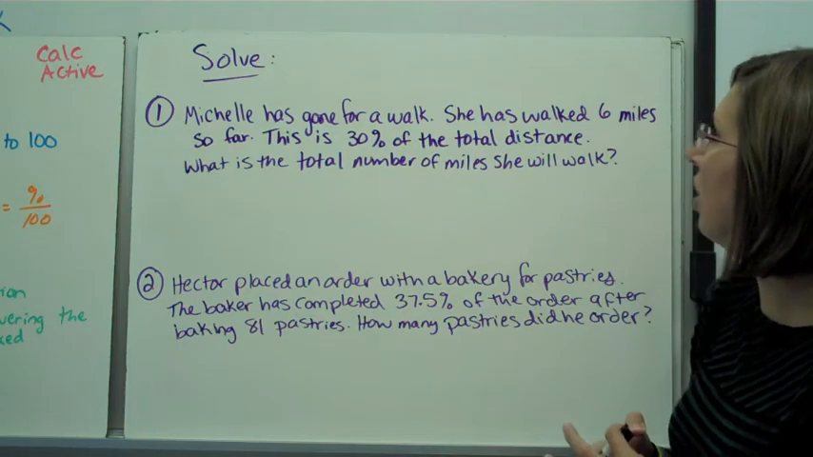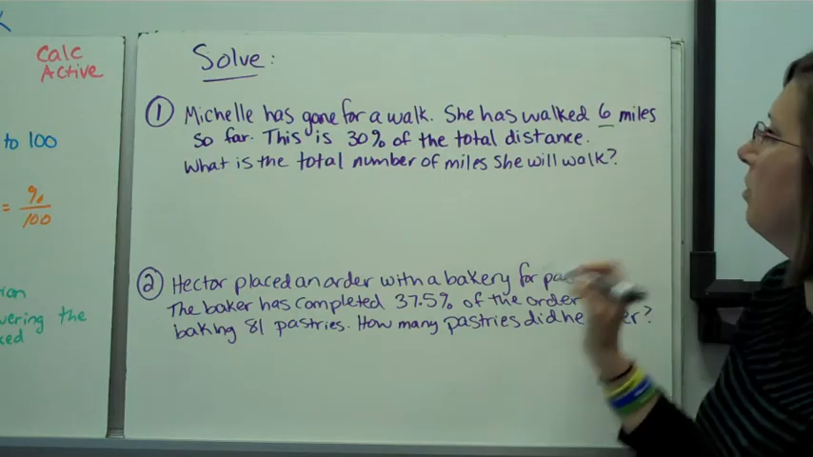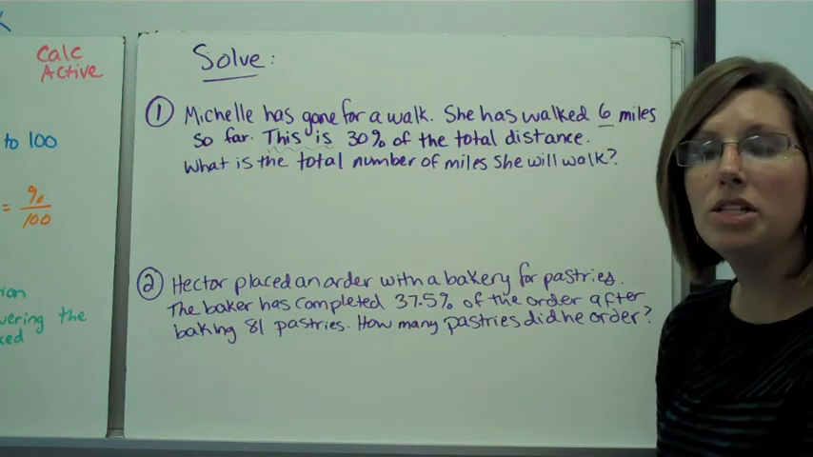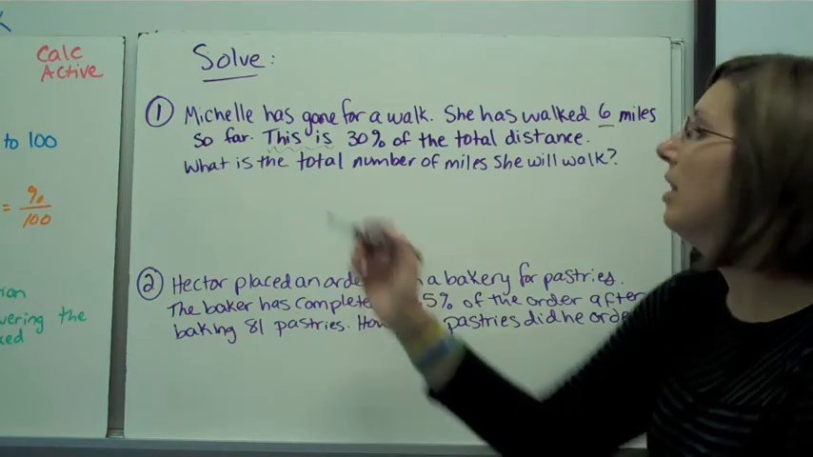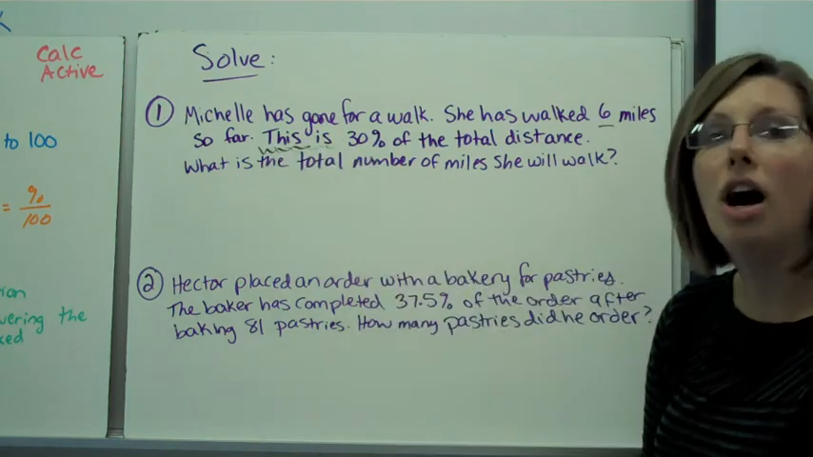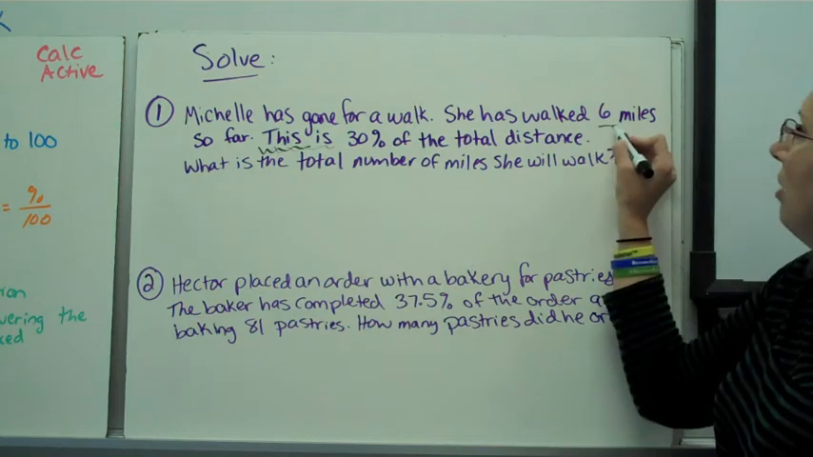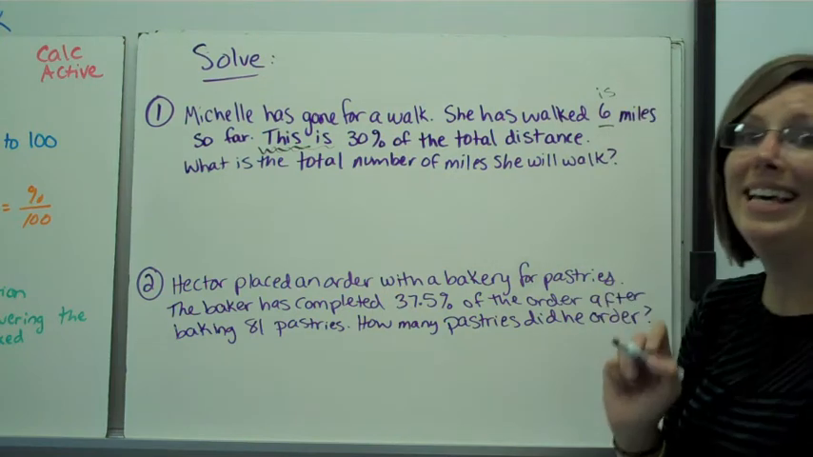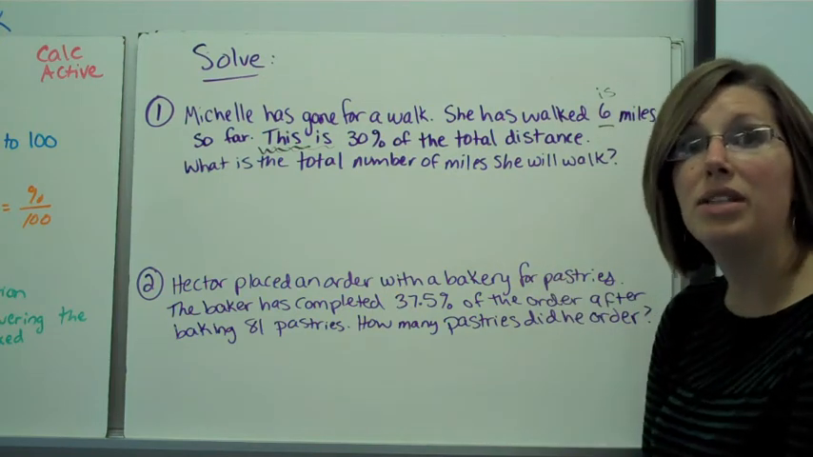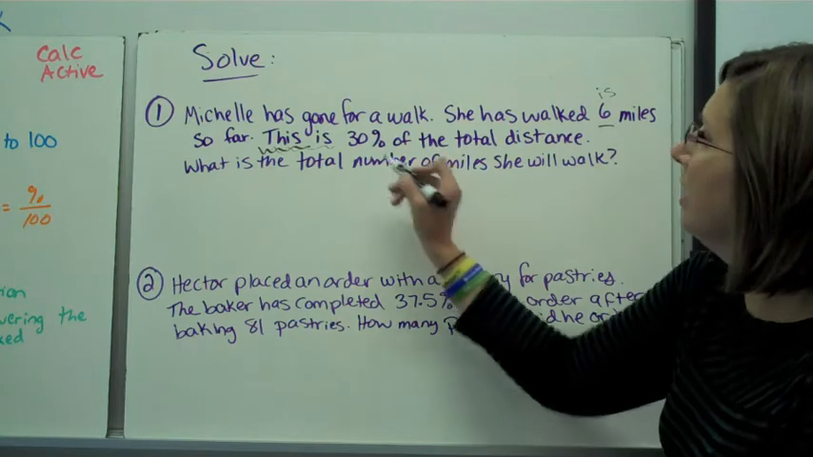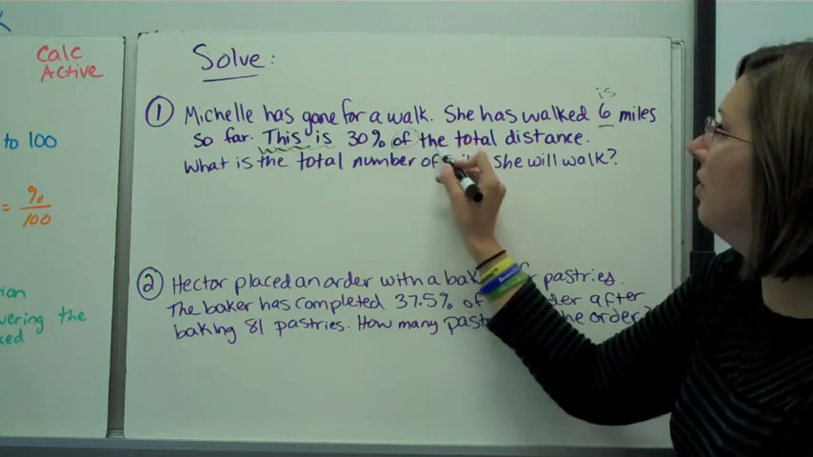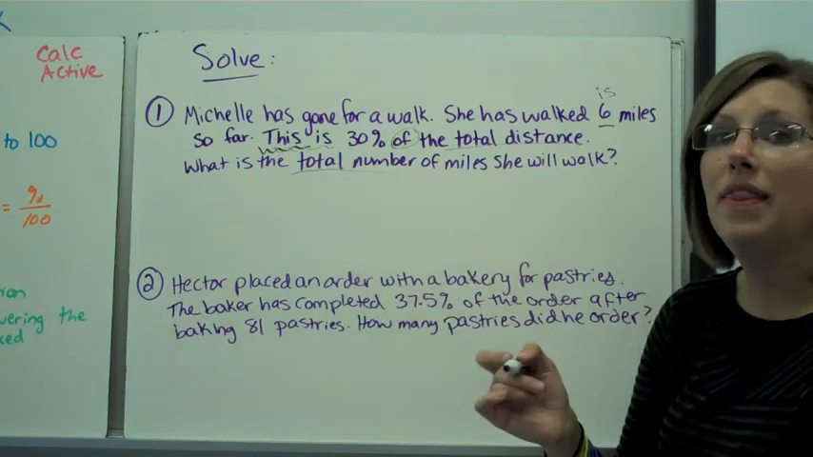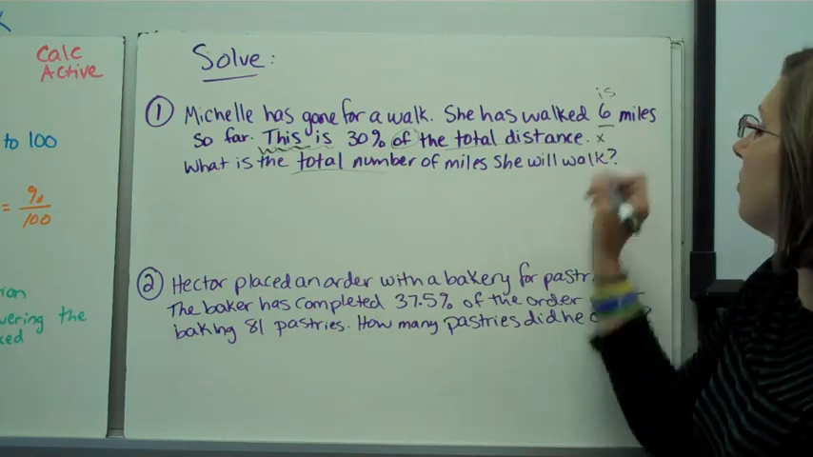So she's already gone 6 miles. That's important. This is. So my question is, what is? What is this that they're talking about? They're talking about the miles she's already walked. So this 6 is the is number when you set up a proportion. This is 30% of the total distance. Well, we're looking for the total distance. That's going to be our x.